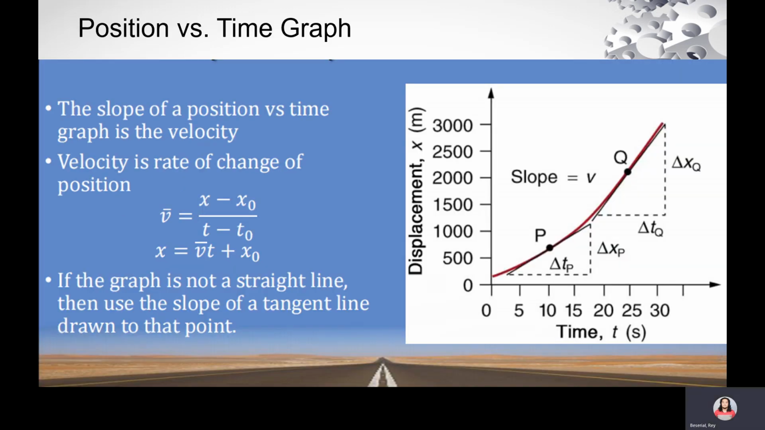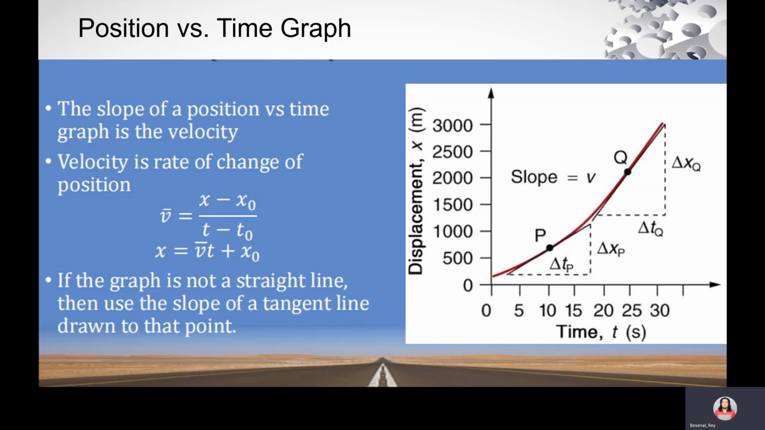So here we have the position versus time graph. So itong displacement, ito yung ating position, and then ito yung ating time. So yung time natin, nasa x-axis ha, horizontal. So the slope of position versus time graph is the velocity. Diba? Kasi yung ating displacement over time, yung ating velocity. So velocity is rate of change of position.